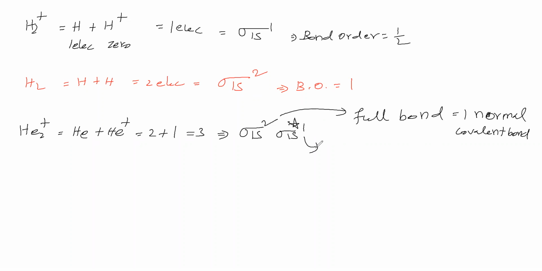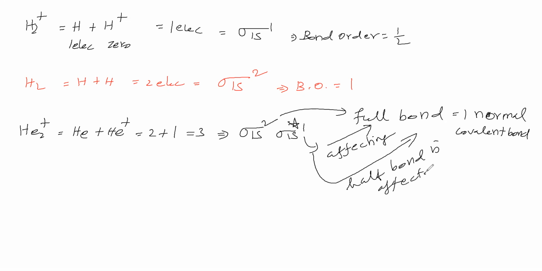What it does, it is affecting this bond. In what way? Because of this electron here, one half bond is affected. Therefore what is the net? The net says that the remaining half bond is there. Actually these two electrons form a full bond, one normal covalent bond.